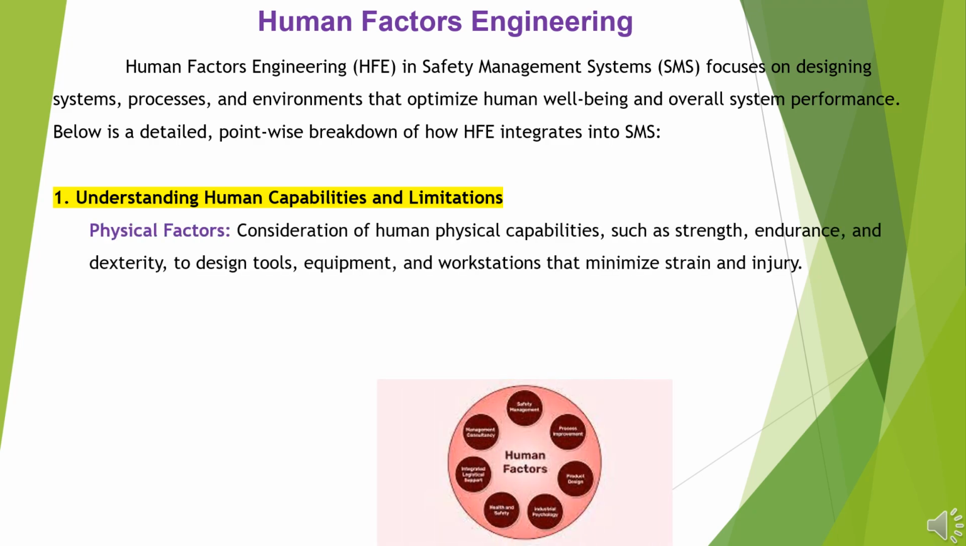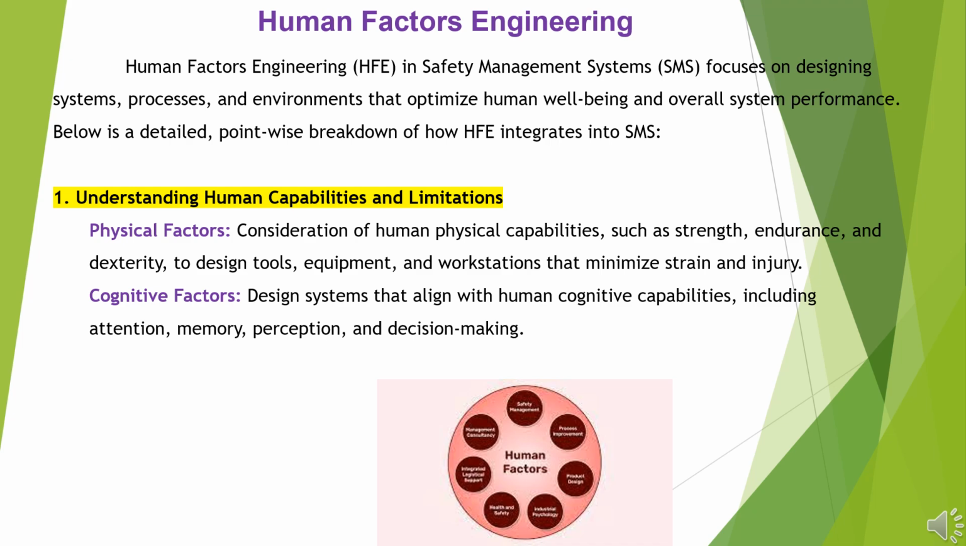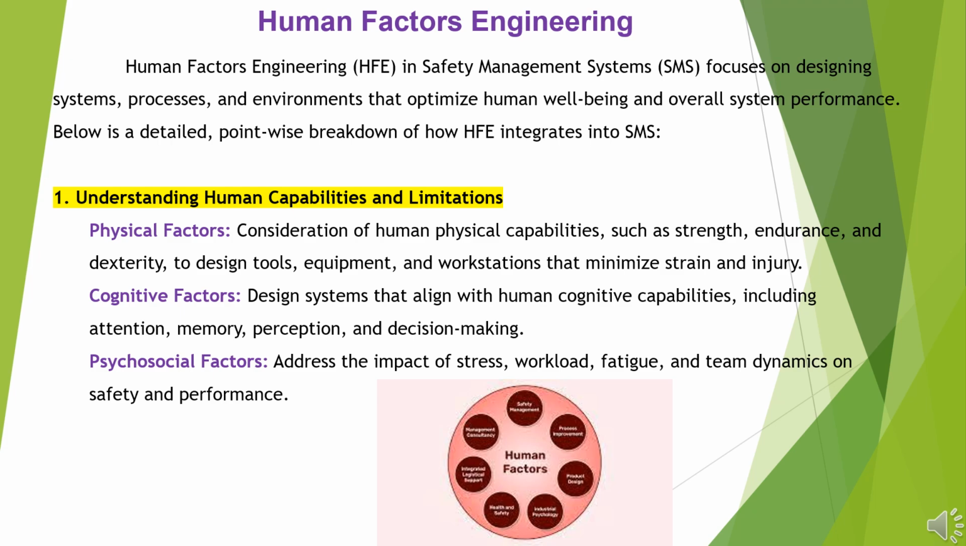Physical factors. Consideration of human physical capabilities, such as strength, endurance, and dexterity, to design tools, equipment, and workstations that minimize strain and injury. Cognitive factors. Design systems that align with human cognitive capabilities, including attention, memory, perception, and decision-making. Psychosocial factors. Address the impact of stress, workload, fatigue, and team dynamics on safety and performance.